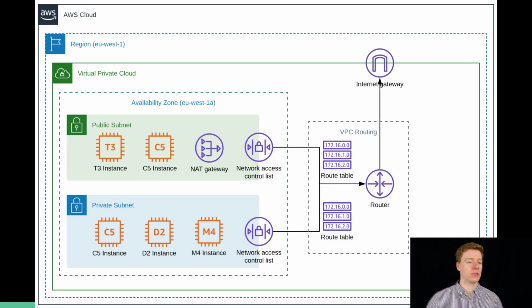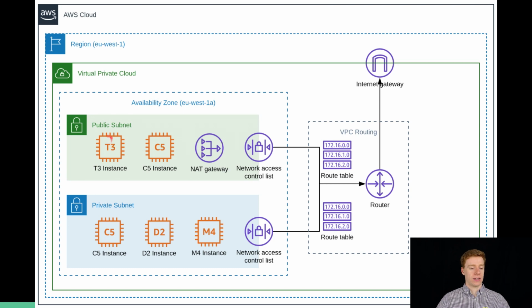Okay, so let's put all of these resources together to show you a typical VPC. So here we have our region of EU West 1 and our VPC. Inside that we have a single availability zone, and we could extend this to have 3 availability zones if we wanted to. So let's have a look at the public subnet first. In a public subnet, we have a couple of instances and our NAT gateway. Our NAT gateway does sit inside our public subnet because it itself needs a public IP address.